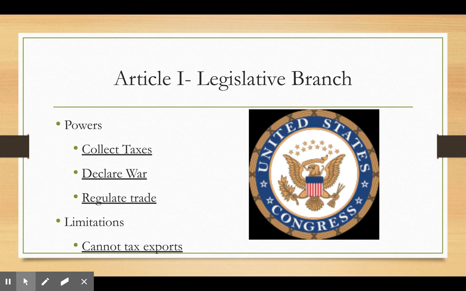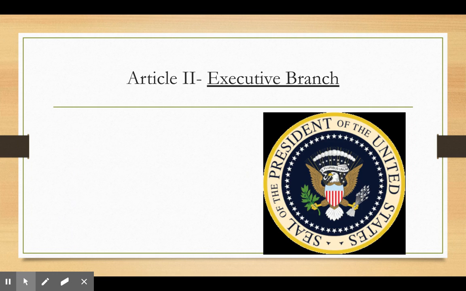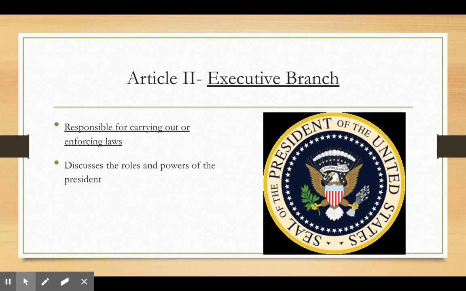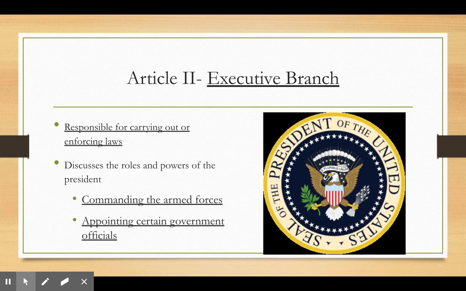Those are some of the powers and limitations of the legislative branch. Article 2 is all about the executive branch, this newly formed executive branch, and they are responsible for carrying out and enforcing the laws. That's different from the legislative branch, which was involved in making the laws. The executive branch enforces the laws. This article discusses the roles and powers of this newly created position that we're going to call President of the United States.